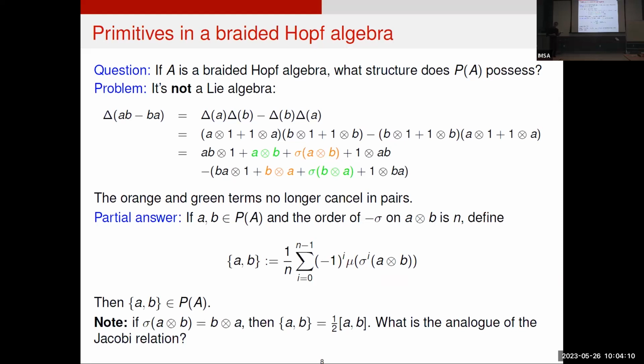If I'm working in a finitely braided situation, so if the order of the braiding is finite, and let me set the order of minus sigma to be n, then I can define a new sort of bracket. There's going to be 1 over n times the alternating sum of twist i many times and multiply. And if you want to stay out for the next couple of minutes, convince yourselves that if you modify this argument, you can get that this guy is primitive.